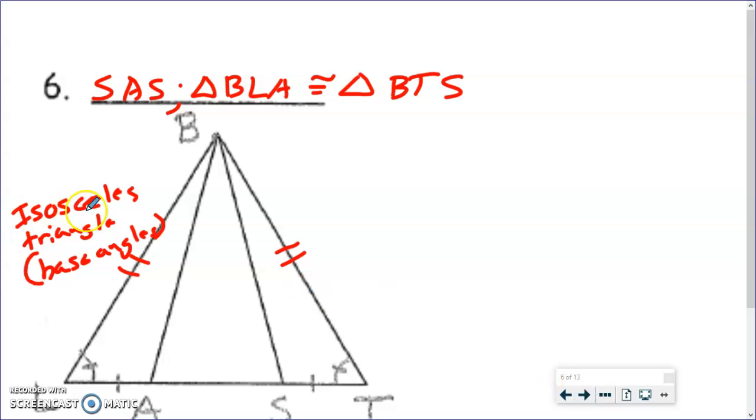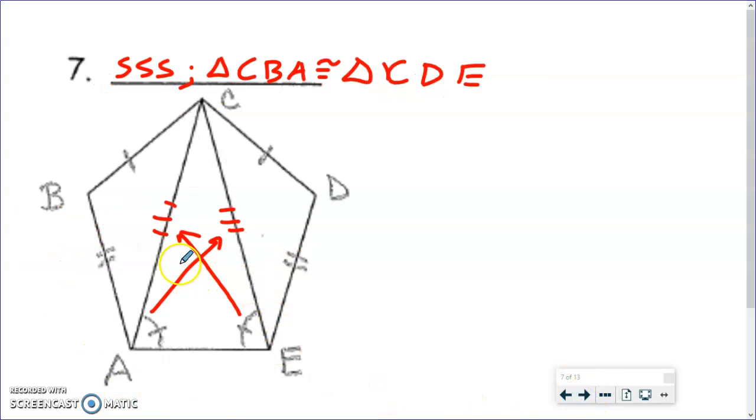Number 6, notice here isosceles triangle, base triangle. The big triangle here is an isosceles because the base angles are congruent. So therefore it gives us these two sides are congruent to each other. So that gives us side, angle, side. And number 7, we have an isosceles triangle in the middle. So it gives us these two side lengths are congruent, which in the outside triangles gives us side, side, side.